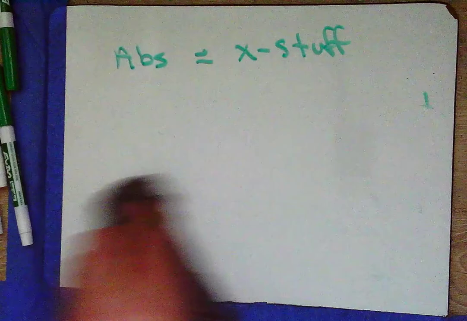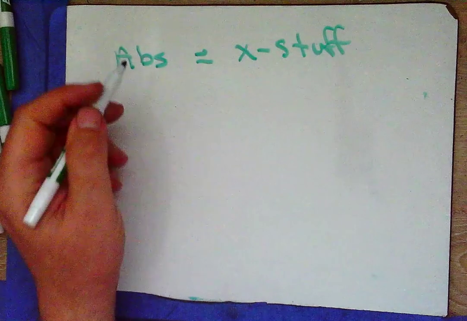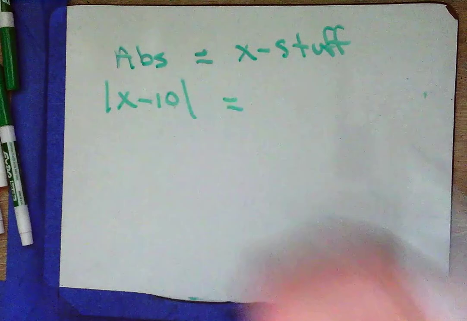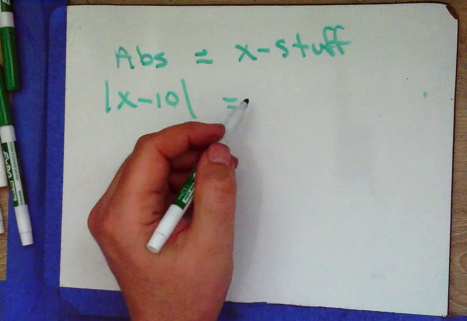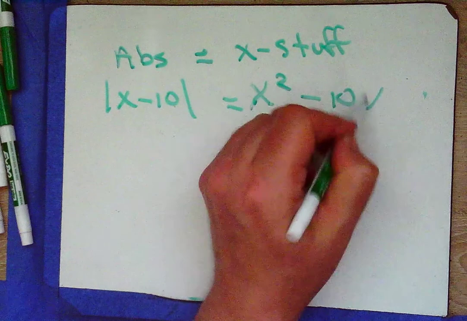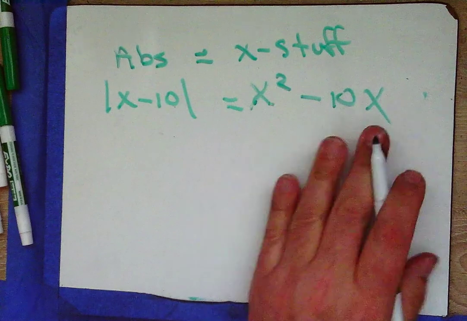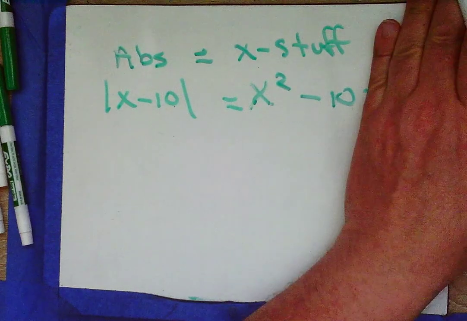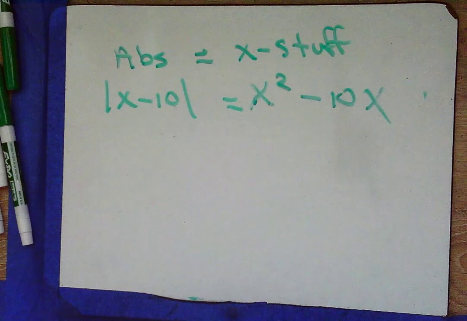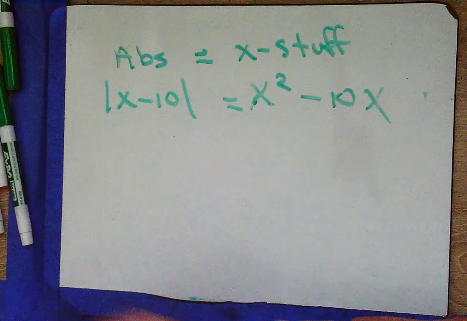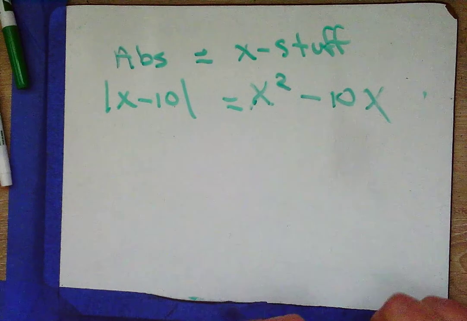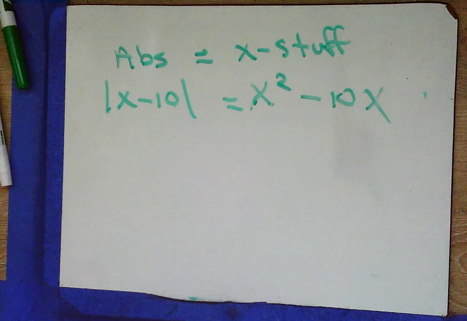But if absolute value equals some X stuff, like absolute value of x minus 10 equals x squared minus 10x. Now this is similar to, but different from the last problem we did. This was the last problem. Now I'm introducing this. Will you please solve this absolute value equation? Give it a try, pause the video, come back when you're done.